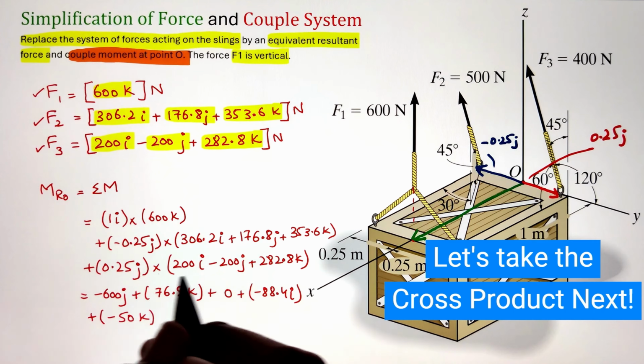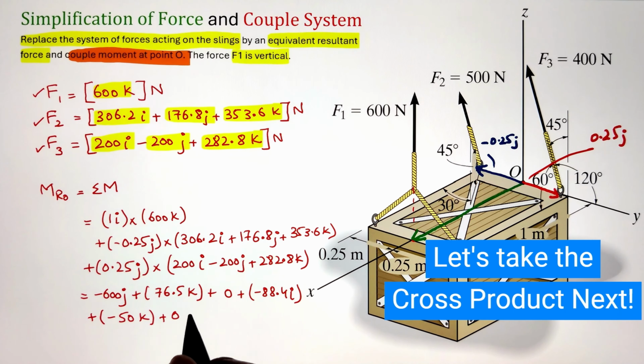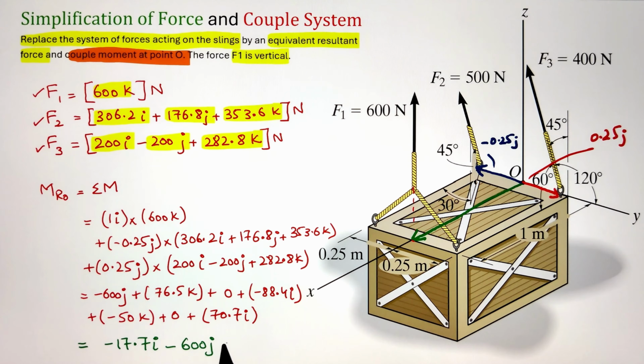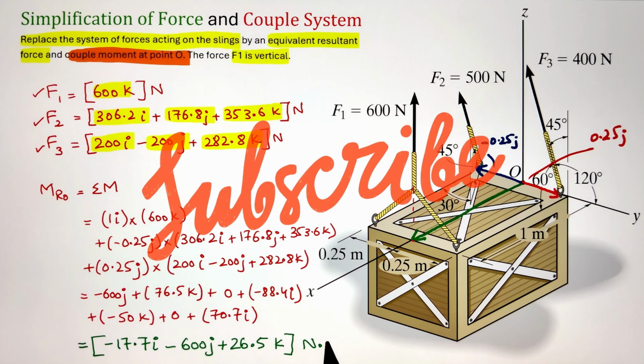Similarly, we can repeat that for our moment M3. Here, j cross i is also equal to negative k. j cross j is 0, whereas the j cross k term is going to give us the i component. Now, once we have everything, let's add them together. So our resultant moment is coming as negative 17.7i minus 600j plus 26.5k Newton meters.